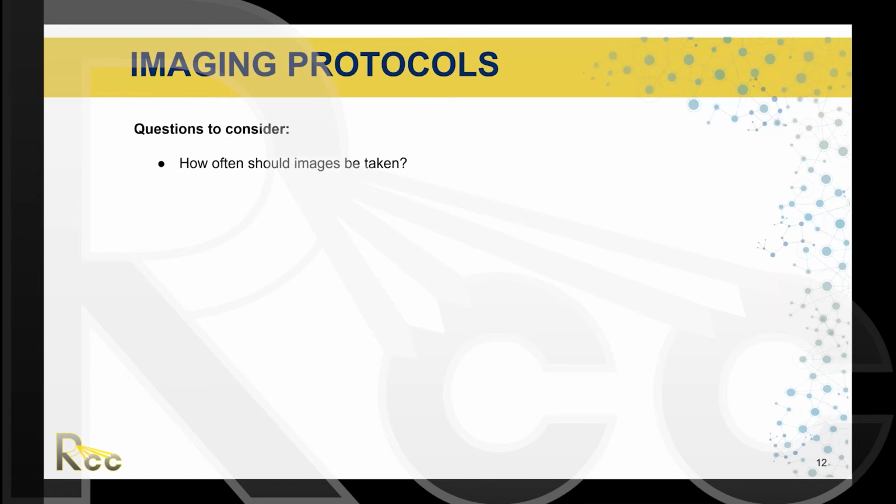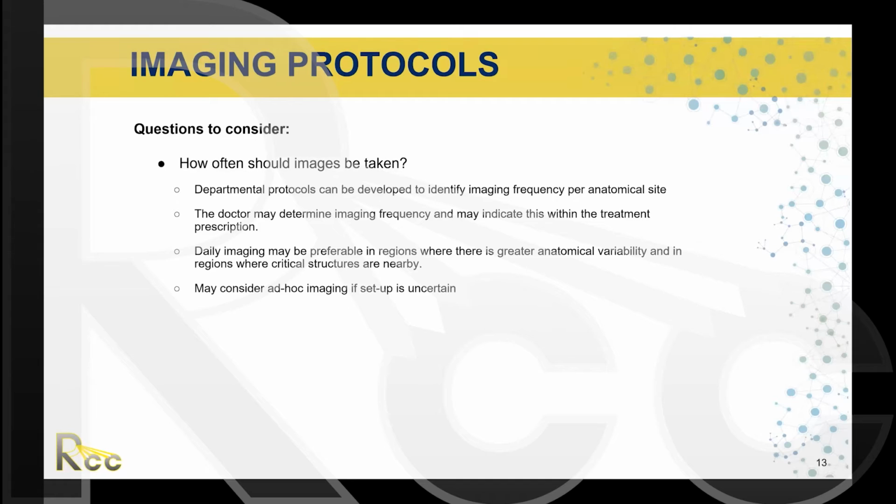So when we're looking at these imaging protocols, we need to have a number of questions that we consider when developing these. The first question is, how often should we be taking images? And this can vary from anatomical site to how often the doctor wants to see this imaging. The doctor can determine that imaging frequency and indicate it within the treatment prescription. There may be protocols that are informed by clinical trials requirements and larger governing bodies like the RTOG.